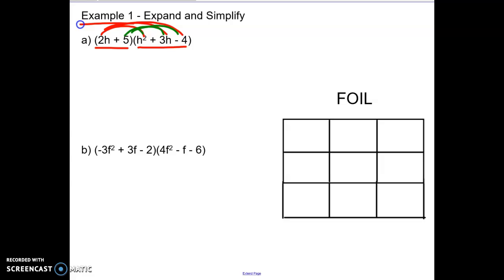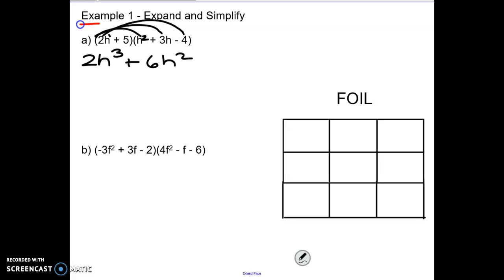So let's actually go through this. So we'd start with a 2h times an h squared. So 2h times h squared is going to be h cubed, because we have 1h multiplied by 2 h's to get 3 h's. Then we'll take that 2h and multiply by that 3h. 2 times 3 is 6, h times h is h squared. So I'm still just multiplying. Now we're going to go the 2h times the negative 4. So 2h times negative 4 is negative 8h.